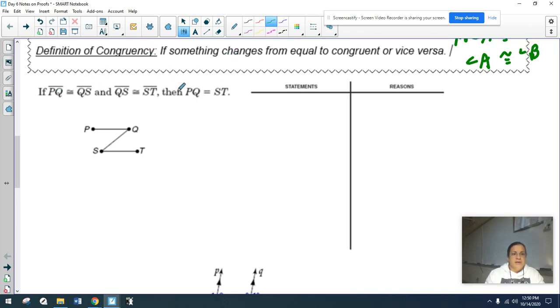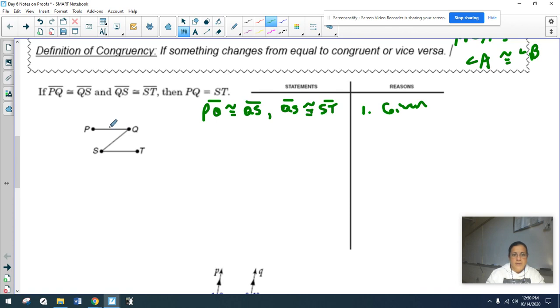So if I start here with the givens, I've got PQ and QS are congruent, the segments. And then you can put the other part in there too. So we've got QS and ST. So if they ever have more than one given statement, like this one has two, then you can just put them both in the same.